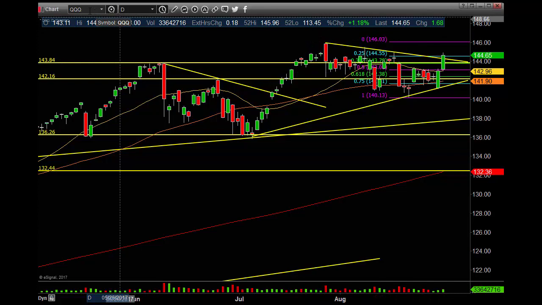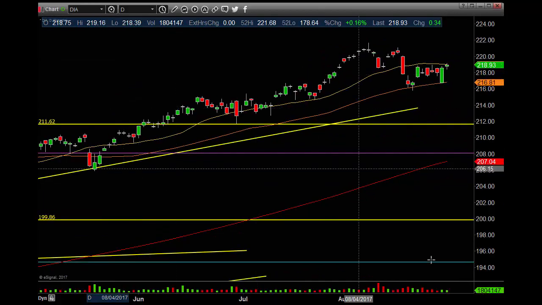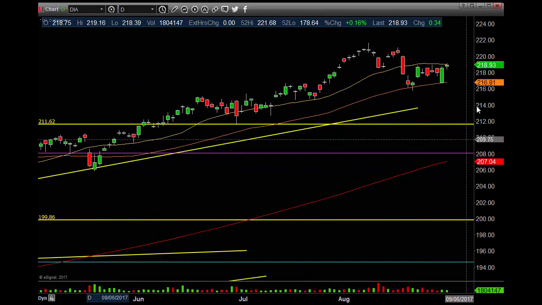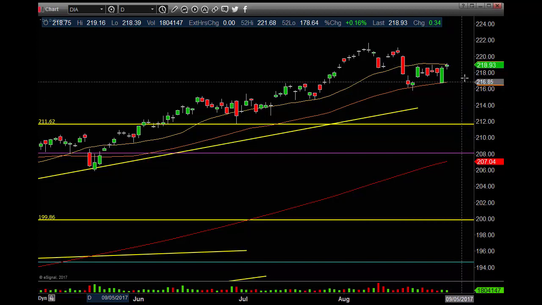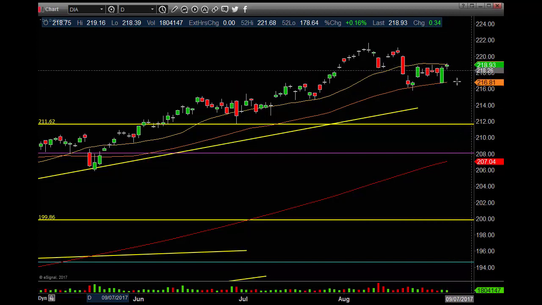But the Qs, they're strong. Hats off to them, guys. So DIA. DIA volume was a little bit lighter from yesterday, trying to close above the 20 MA, barely below it, maybe by a penny or so. Maybe it's just not closed right. But right on top of the 20 MA, down, sideways, a little bit bearish still, guys.